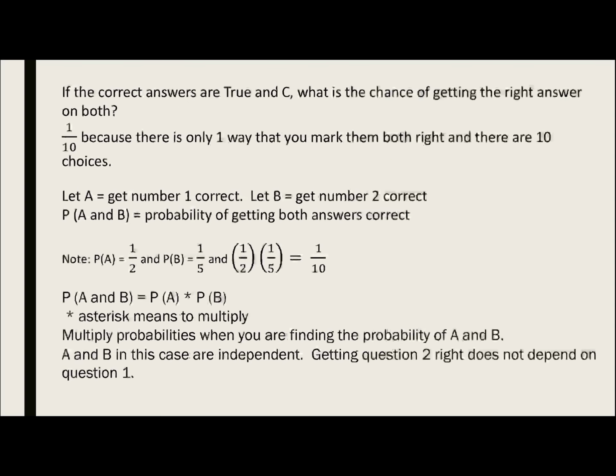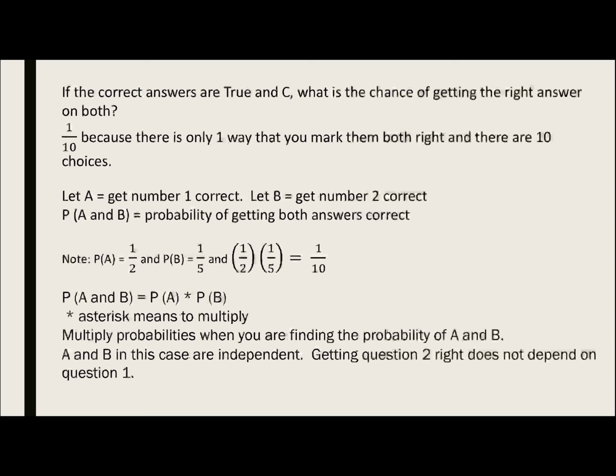If the correct answers are true and C, what is the chance of getting the right answer on both? 1 out of 10, because there's only one way that you mark them both right. You mark true and C, and there are 10 choices. Let A equal get number 1 right, B equals get number 2 right. What's the probability of A and B? That's the probability of getting both answers correct.